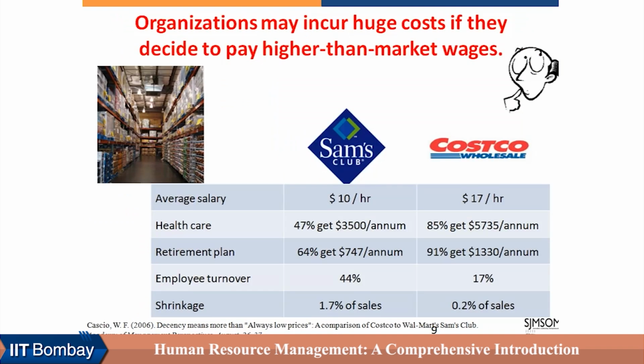Modern example is of the Costco Wholesale and Sam's Club. This was given in the Casio's paper. These 2-3 slides I have taken from the content developed by Professor Zubin Mullah from the TISS, so I pay thanks to him. This example of Sam's Club and Costco conveys almost the same thing which we tried to understand looking at the example of Ford Motors. The Sam's Club average salary was $10 per hour. Costco increased the salary to $17 per hour.